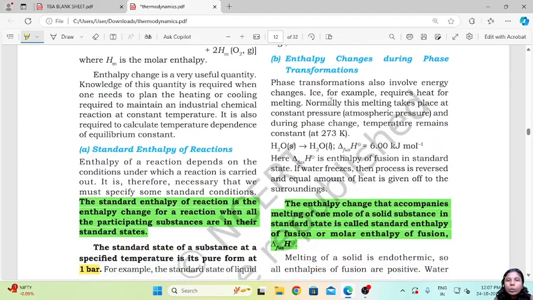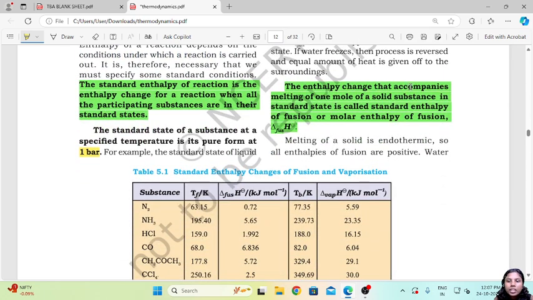Next, let's look at what happens to the enthalpy when there is a phase transformation. Phase transformation is basically the state of the substance changing, either going from solid to liquid or liquid to solid. The enthalpy change that accompanies melting of 1 mole of a solid substance in the standard state is called the standard enthalpy of fusion or molar enthalpy of fusion. Here we are talking about the melting state, that is something solid going into a liquid form. That enthalpy change for 1 mole of solid substance in the standard state is called the standard enthalpy of fusion.